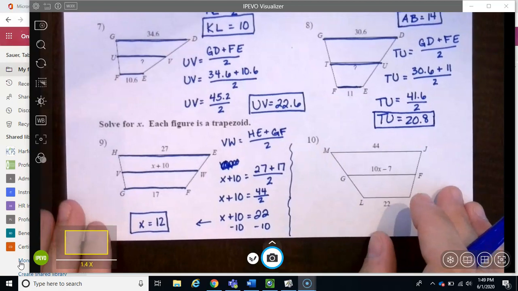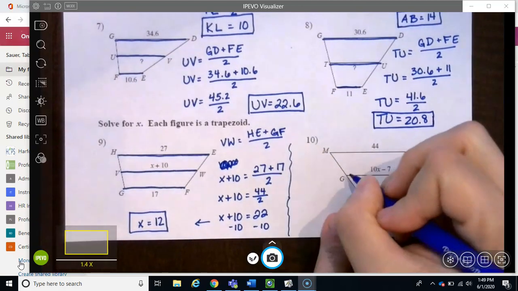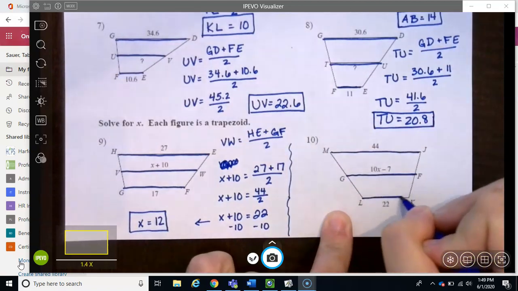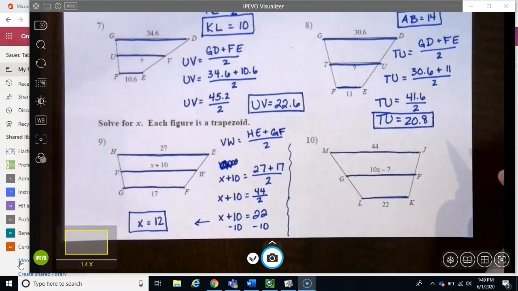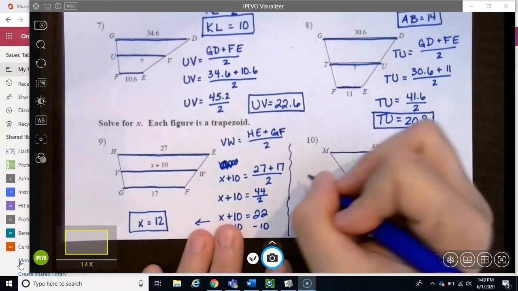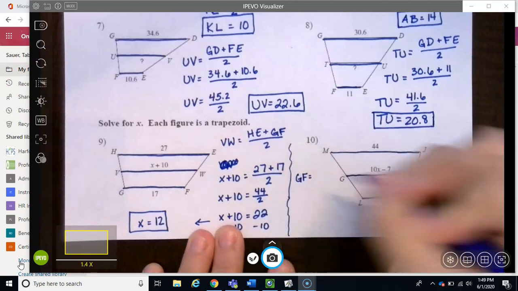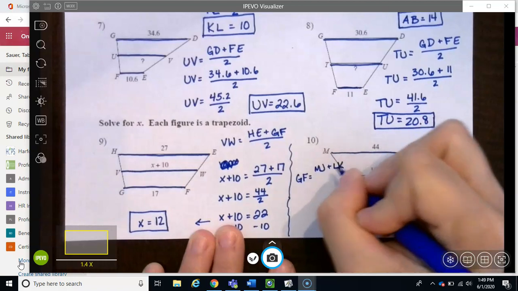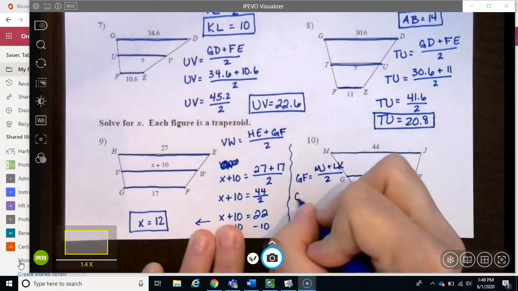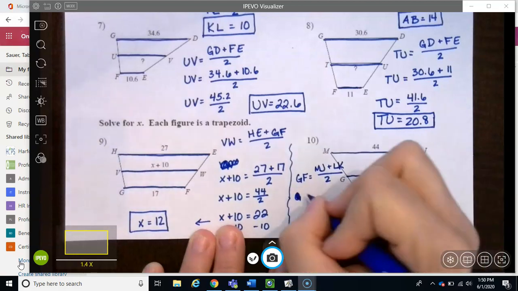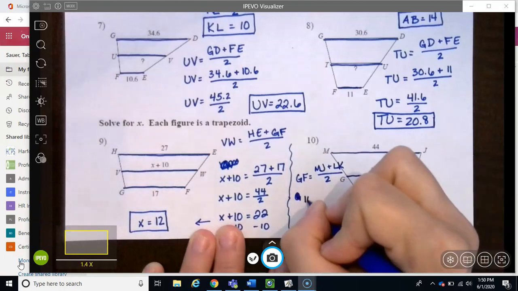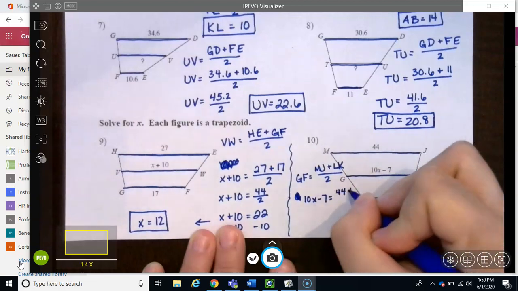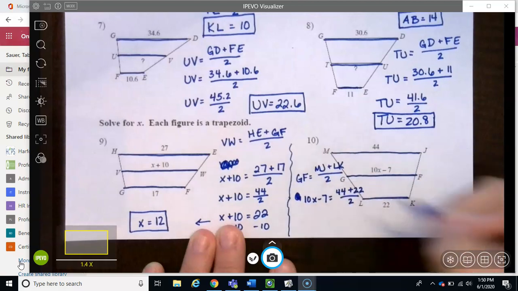All right, and on our last problem here, we've got our midsegment here, GF, and our two bases of 44 and 22. So we set it up as GF is equal to MJ plus LK divided by 2. So GF, 10x minus 7, is equal to 44 plus 22 divided by 2.